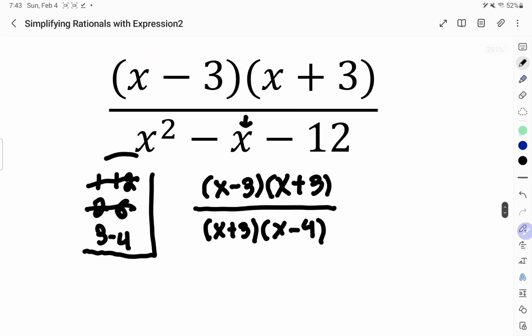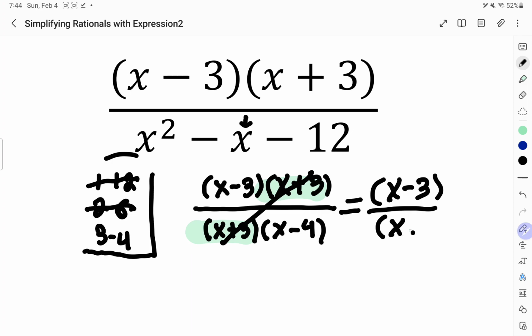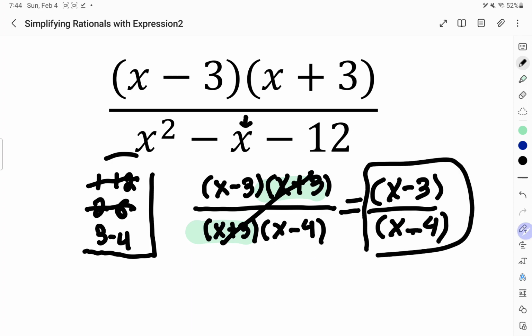Like I always say, we're going to cancel out everything that's the same. I notice that the x plus 3 and the x plus 3 are the same, so I'm going to cancel them out, which gives me (x minus 3) over (x minus 4). And that is my answer.